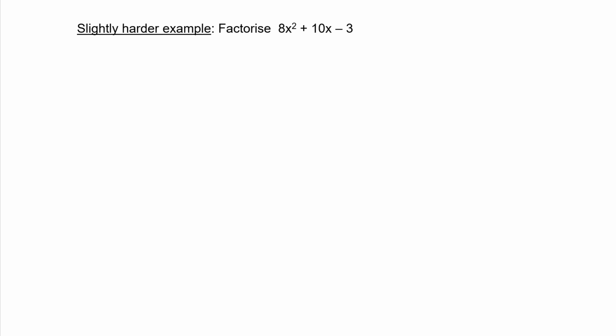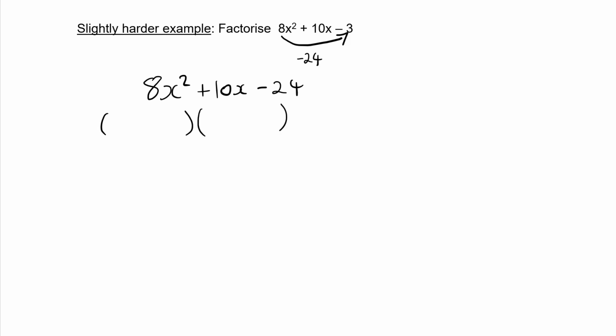As before, we want to factorize the quadratic expression 8x squared plus 10x take away 3. We start exactly the same way. I'm going to multiply 8 by minus 3, that will give me minus 24. I'll write down my auxiliary quadratic, 8x squared plus 10x, take away 24. I write down my 2 brackets, the first term of both of which is going to be 8x.